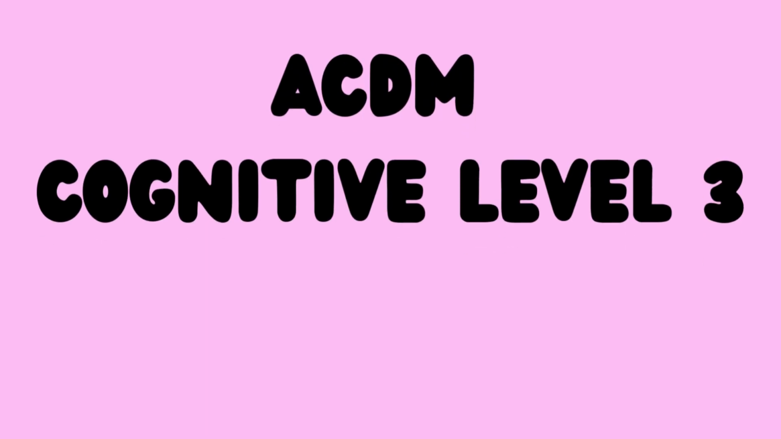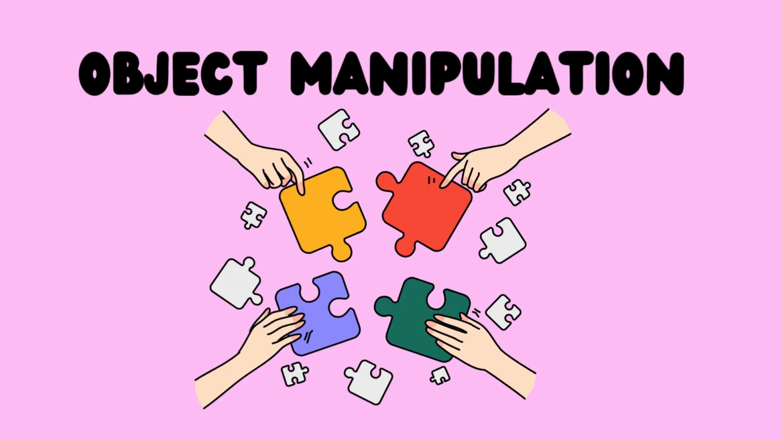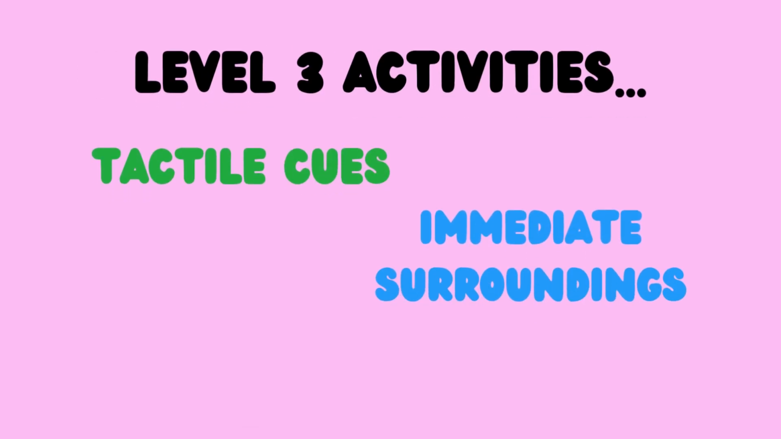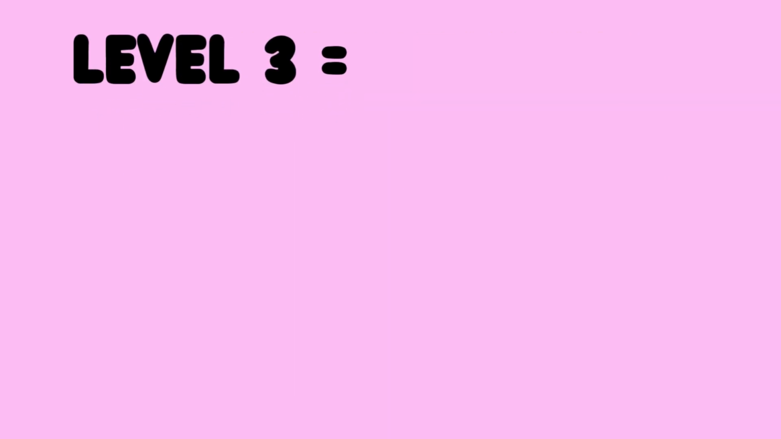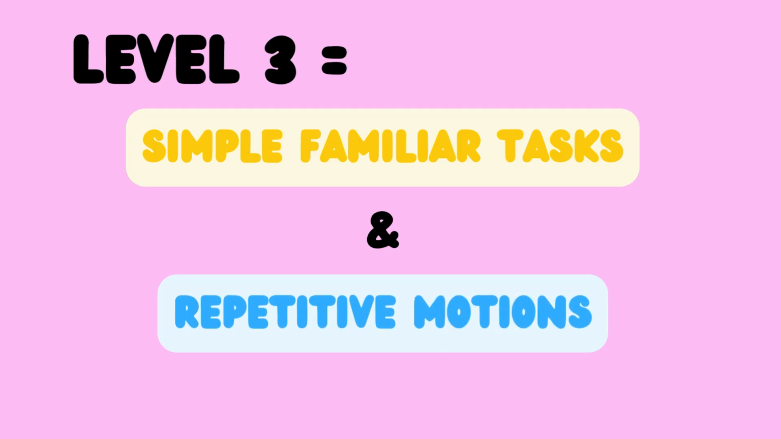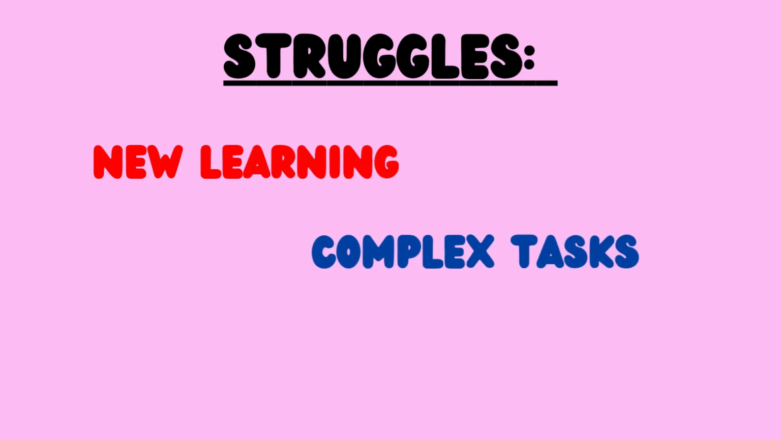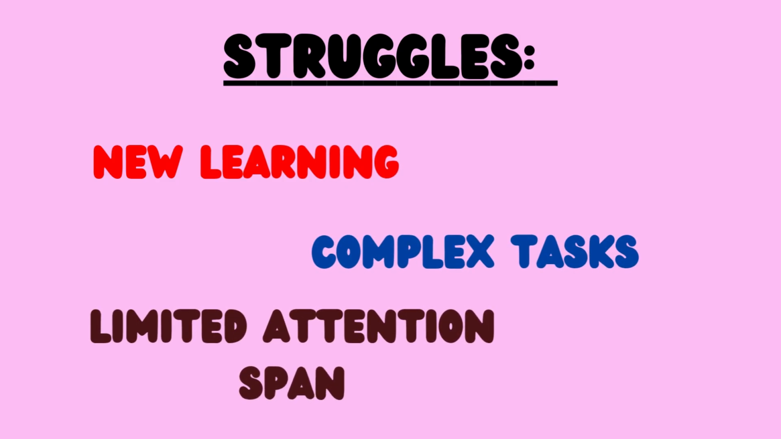Now that I have reviewed RT and LRT, let me explain how we can adapt OT interventions for people at the ACDM Cognitive Level 3. At Level 3 of the ACDM, individuals exhibit manual actions, meaning that they can use their hands to manipulate objects, but their activities are often driven by tactile cues and immediate surroundings. People at this level can perform simple, familiar tasks with repetitive motions, but they struggle with new learning or carrying out complex tasks independently. Their attention span is limited to the present moment, and they may require constant supervision to ensure safety.